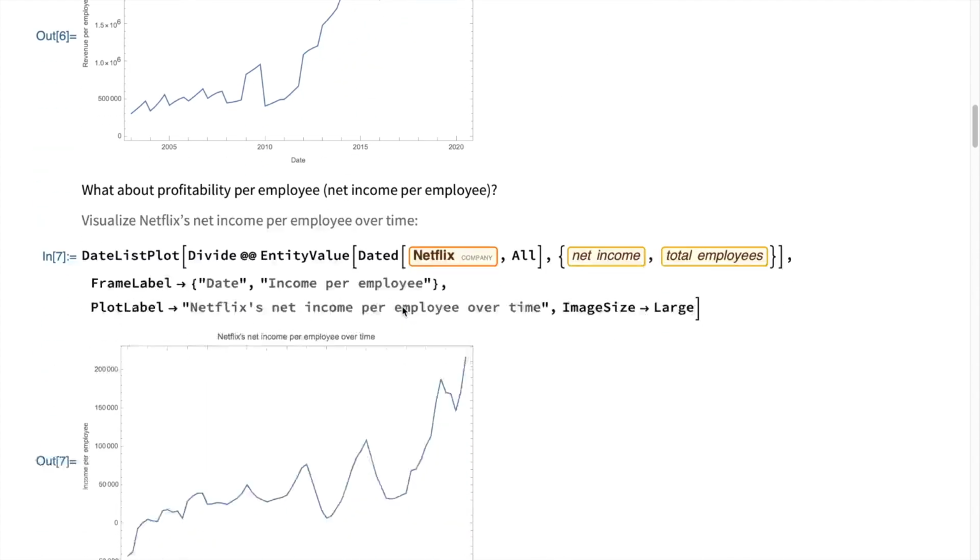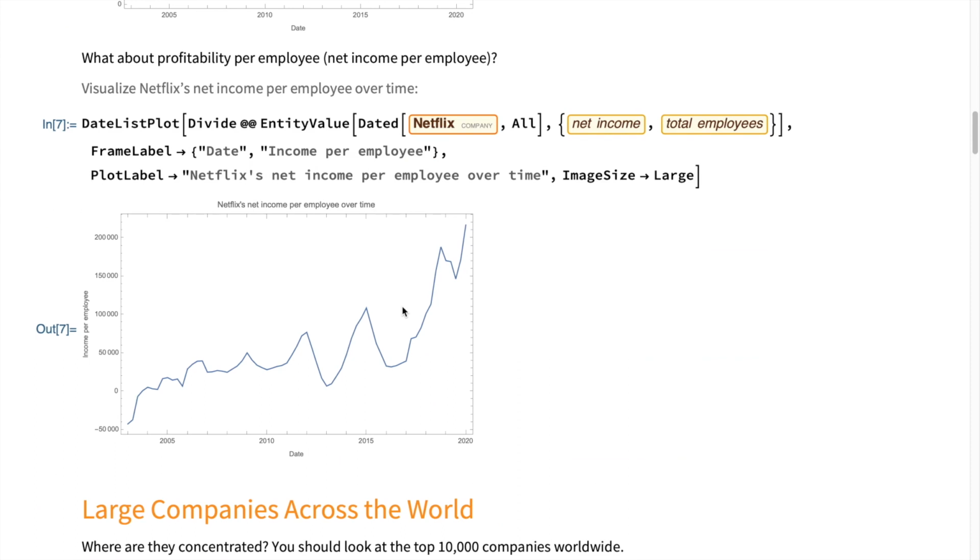What about net income per employee? What we can do is use entity value to get a list of net incomes and number of employees over time by applying the dated function to the Netflix entity. After that, we can apply divide on our data to get the net income per employee. This also looks like it has increased significantly over time.